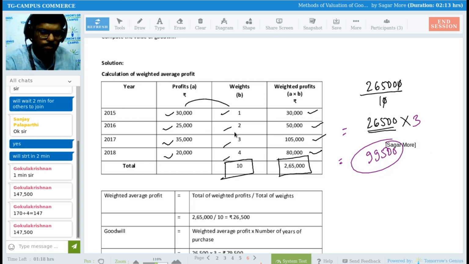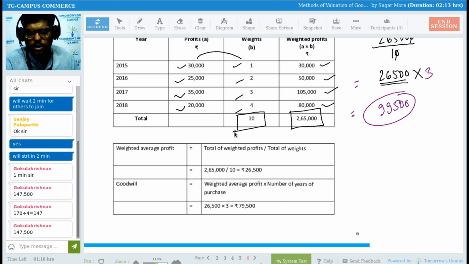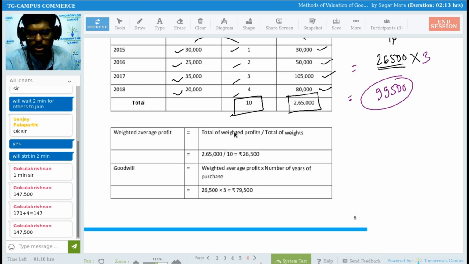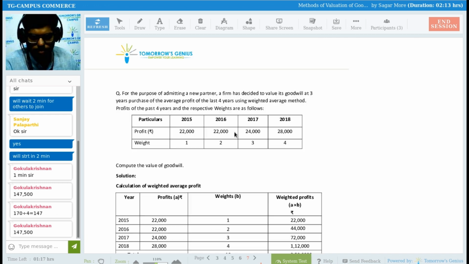Simple. There were no adjustments. We just put it into this and we get the answer. 79,500 rupees is my answer for goodwill, right? Getting it, Sanjay, Gokul? Yes, sir. Okay. Next.